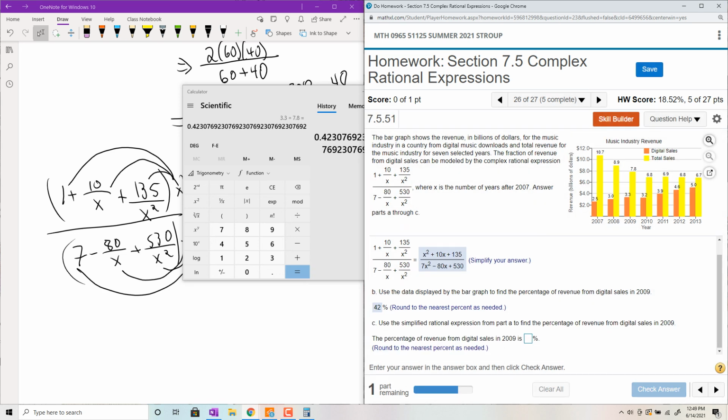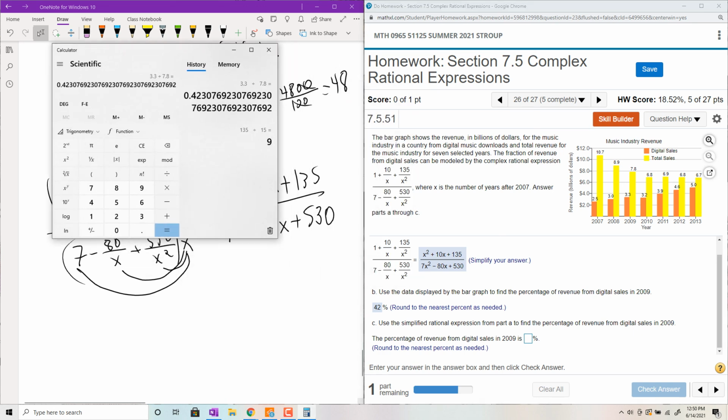Use a simplified rational expression to find the percentage of revenue from digital sales in 2009. So this thing is a mathematical model. The graph represents the actual data. So they're using this expression, they think they can make predictions with it. So they're kind of asking you to use the expression to make a prediction, and then probably compare part B and part C to how well they match up.